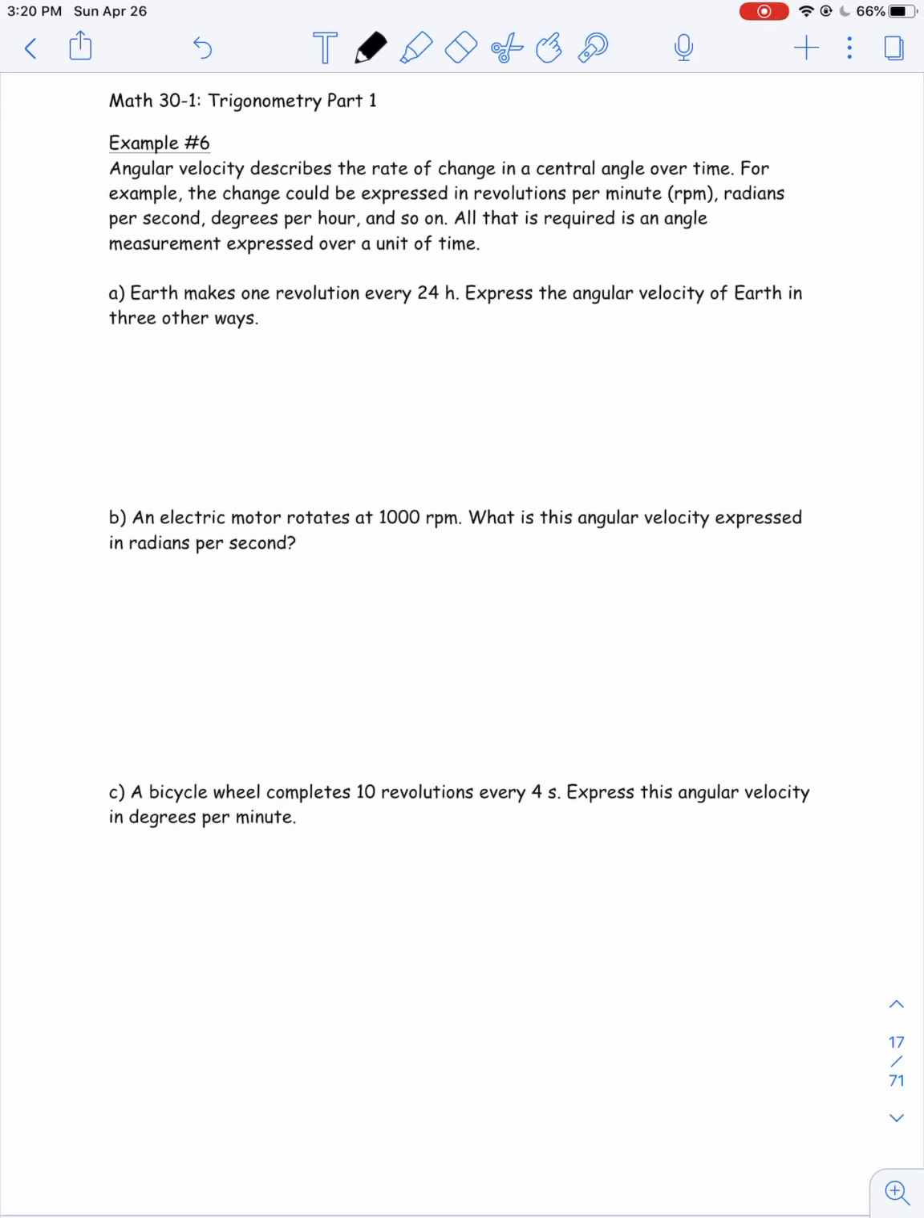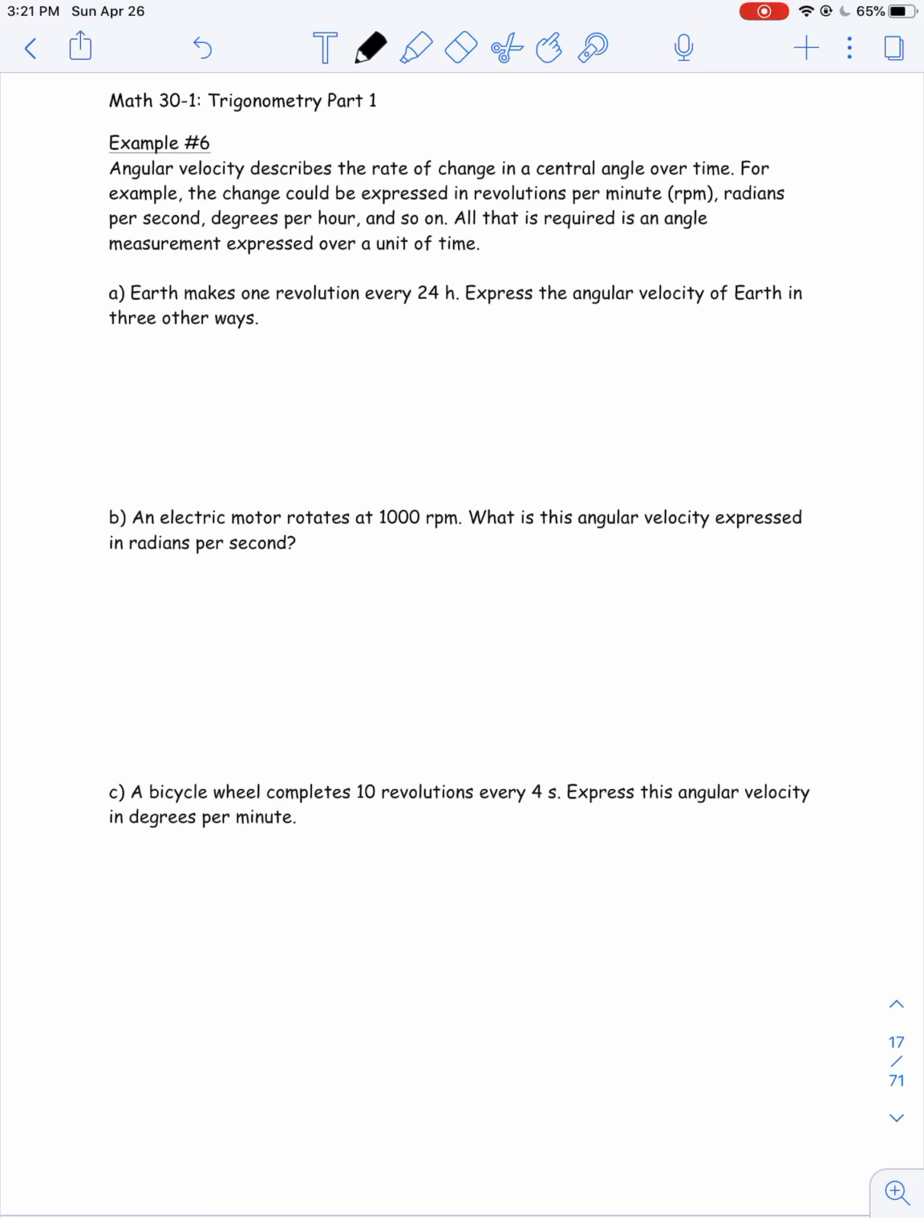Example number 6. Angular velocity describes the rate of change in a central angle over time. For example, the change could be expressed in revolutions per minute, so that's RPM, radians per second, degrees per hour, and so on. All that is required is an angle measurement expressed over a unit of time. So Earth makes one revolution every 24 hours. Express the angular velocity of Earth in 3 other ways.